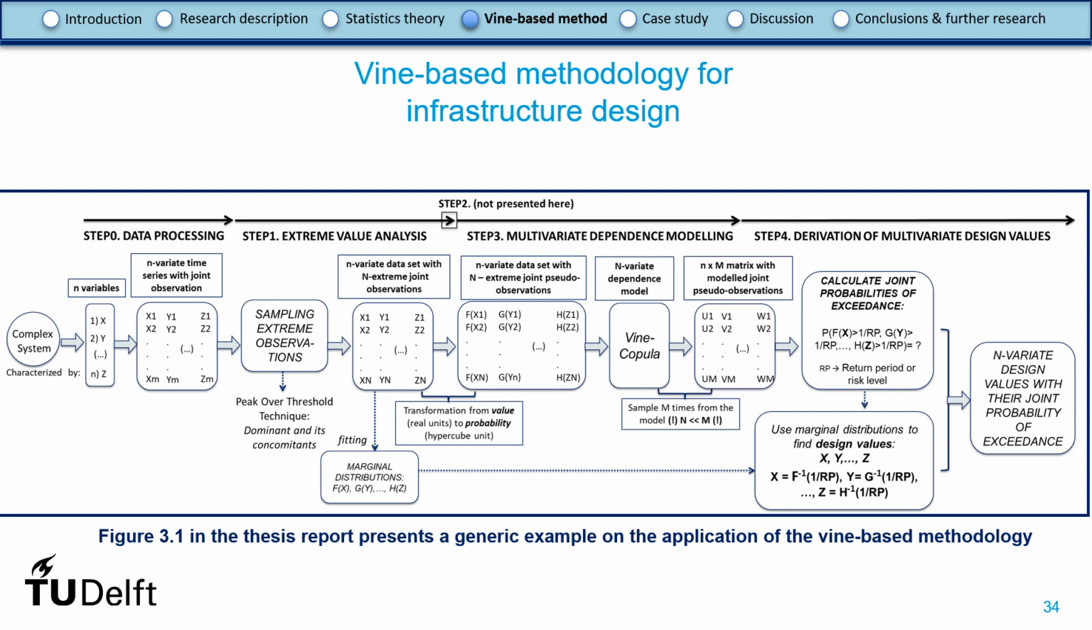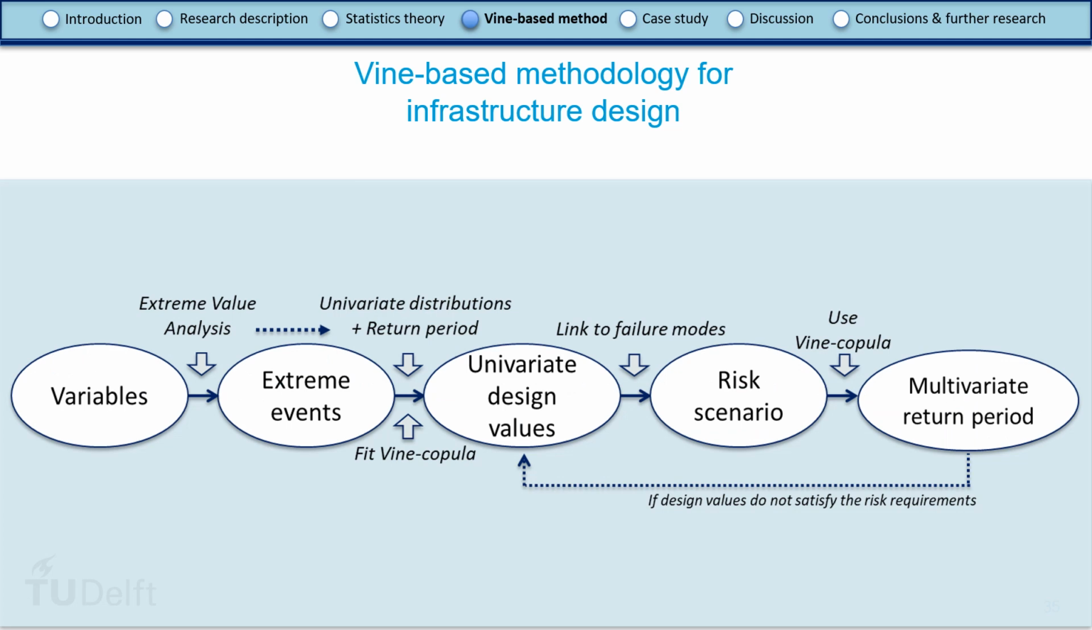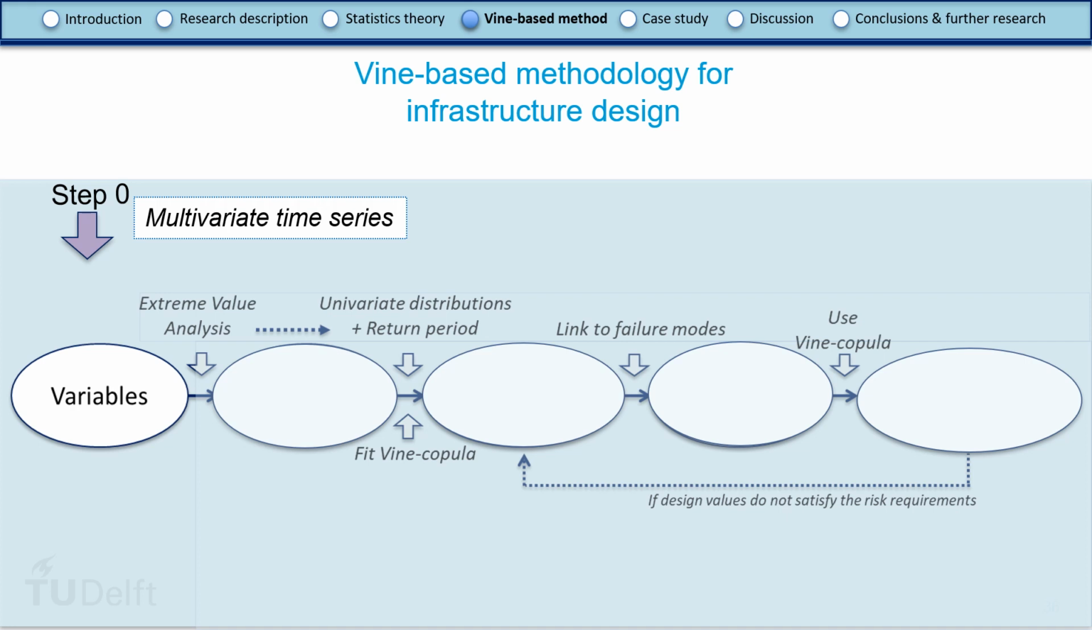This figure presents a generic application of the vine-based method, and it's directed towards the end user. You can find this figure in the report on my thesis, where you can see the link below. However, for this presentation, I will present you with a more simplified flowchart of the actual methodology. If we start with step 0, which is the multivariate time series, in this time series, we have observations of all our variables of interest for several years.